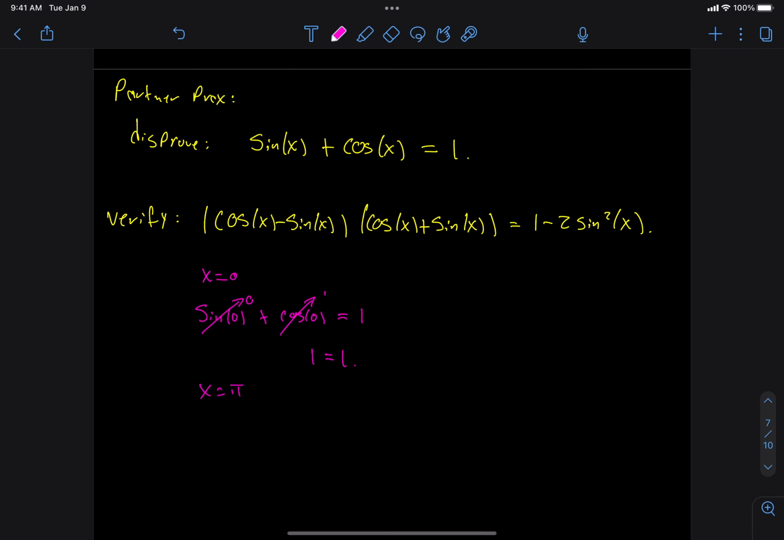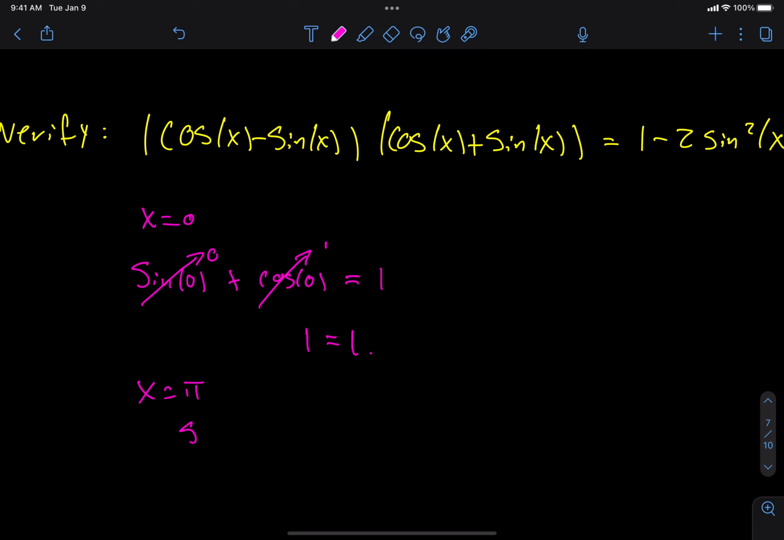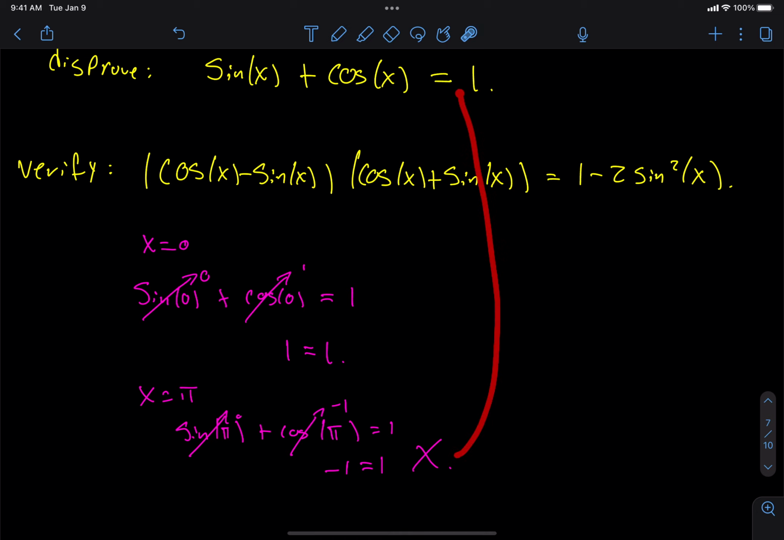So let's try another one. Let's try x equals pi, not pi over 2. Pi over 2 also wouldn't work, but if we do pi, then we get sine of pi plus cosine of pi is equal to 1. And this is 0, and this is negative 1, so we get negative 1 equals 1, which is not true. Therefore, this is disproven. We found an x value for which it's not true. The statement says that no matter what x you pick, you add sine x plus cosine x, you get 1. We found one for which it is not true, so it can't be true for every value of x, because there exists an x value for which it's not true. So we're done. We've disproven it by plugging in pi.